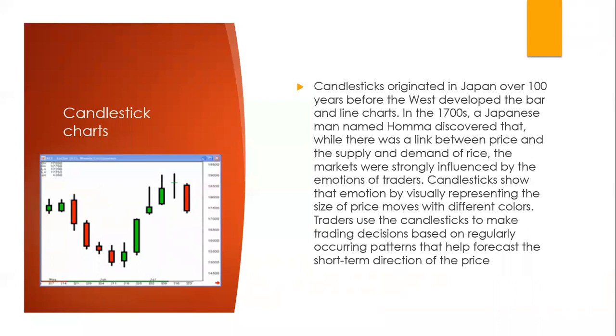In the 1700s, a Japanese man named Homma discovered that while there was a link between price and the supply and demand of rice, the market was strongly influenced by the emotion of traders. Candlesticks show that emotion by visually representing the size of price moves with different colors. Traders use the candlesticks to make trading decisions based on regularly occurring patterns that help forecast the short-term direction of price.